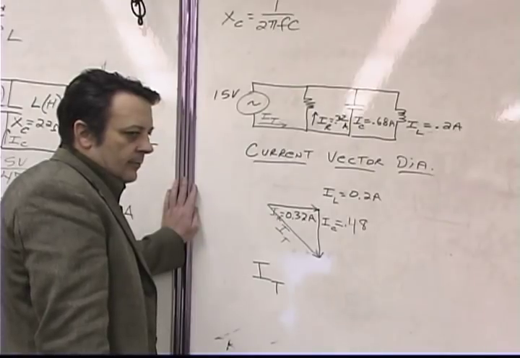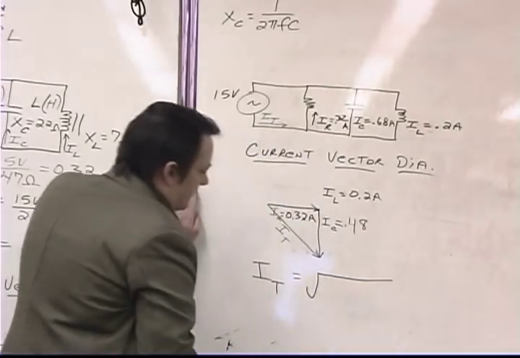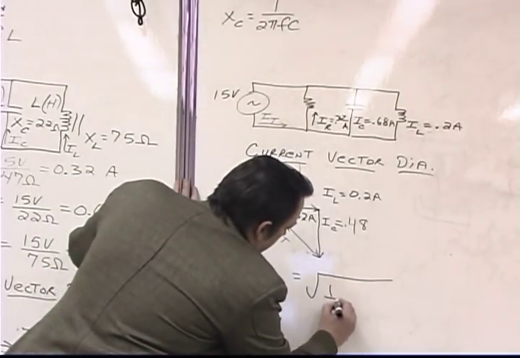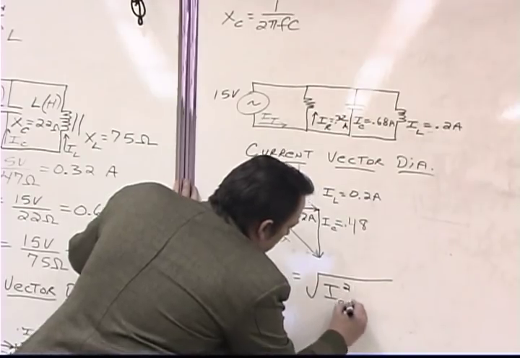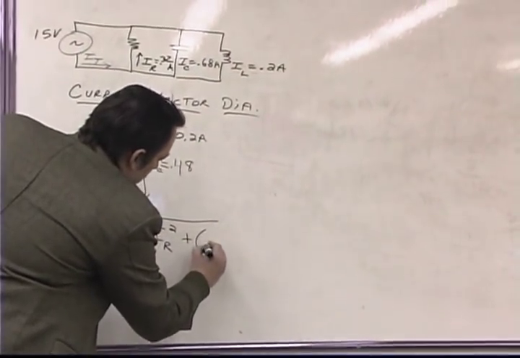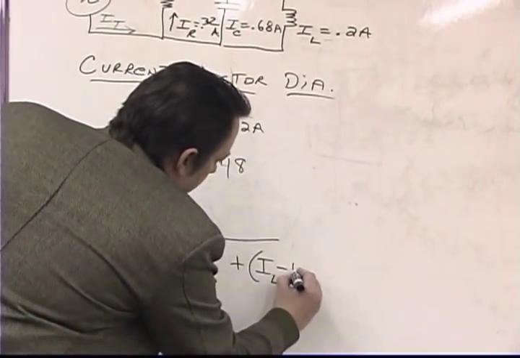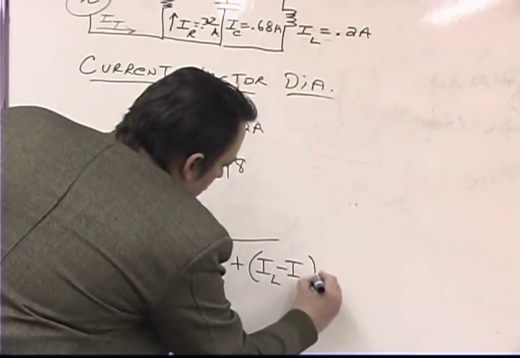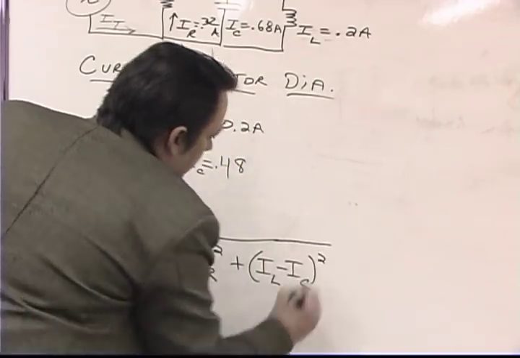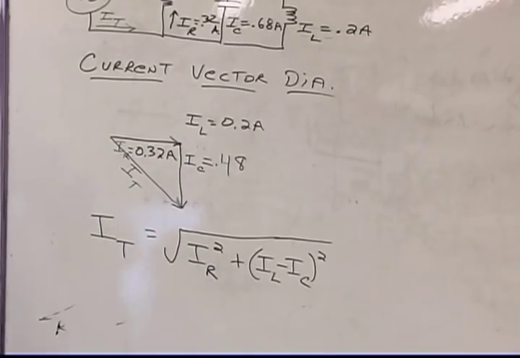Total current is equal to the square root of the current flowing through the resistor squared, plus the quantity I L minus I C squared, the current through the inductor minus the current through the capacitor, quantity squared. Okay, now let's plug the numbers that we have so far into this formula and then compare it to the vector diagram that we developed.